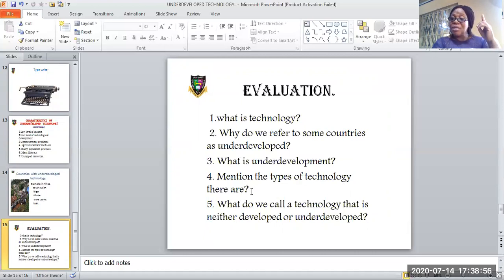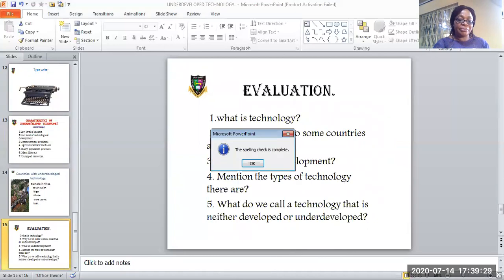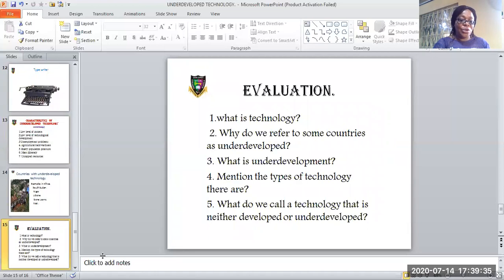We have developed and underdeveloped technology. What do we call a technology that is neither developed nor underdeveloped? We call it developing because it is in the process of development. We call it developing technology or developing countries. Are we clear? Do we understand? Beautiful. So we move on.